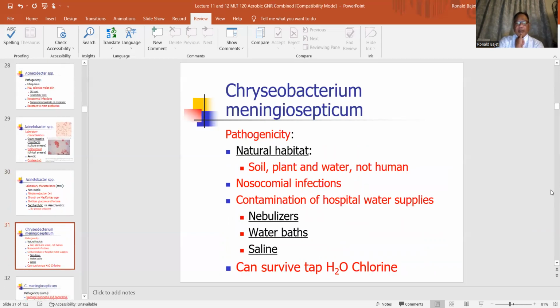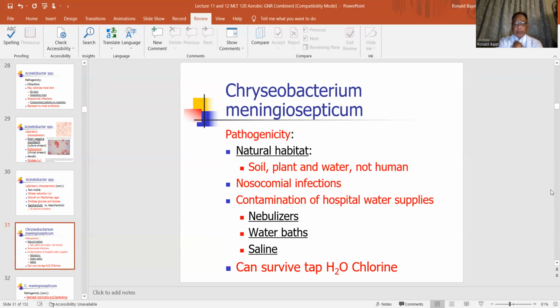This is another one, Chryseobacterium meningosepticum. Natural habitats are soil, plant, and water, but not humans. It's important because it causes nosocomial infections. And in the hospital, it can be isolated from nebulizers, water baths, and saline. So a lot of these non-fermentative gram-negative rods are problematic organisms that cause nosocomial infection.